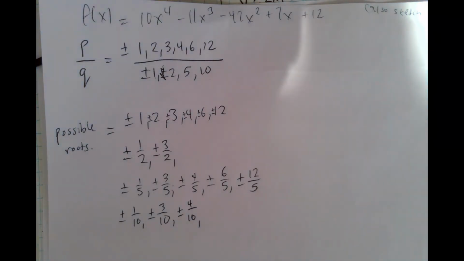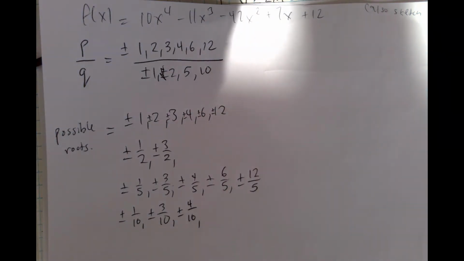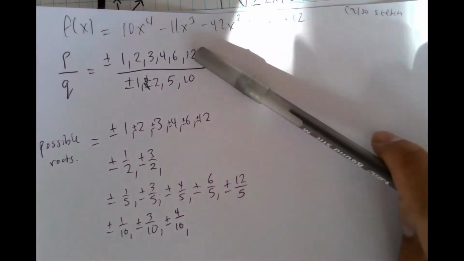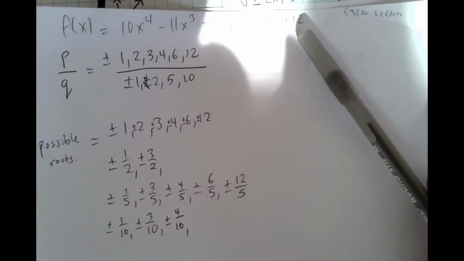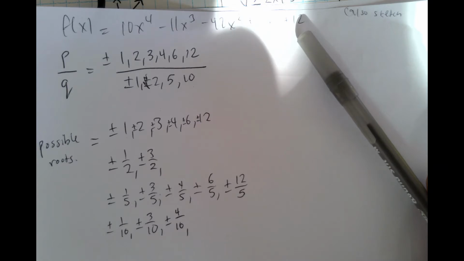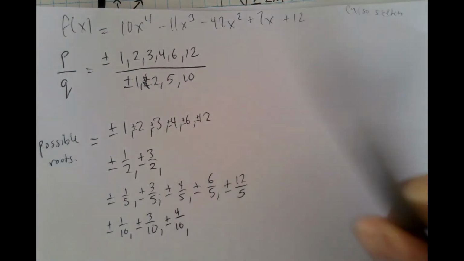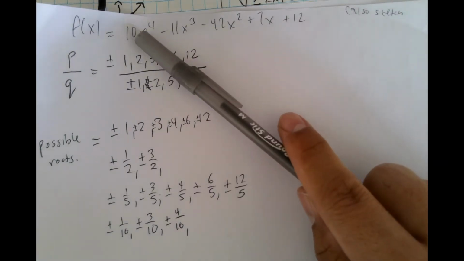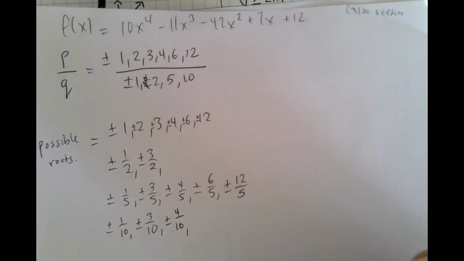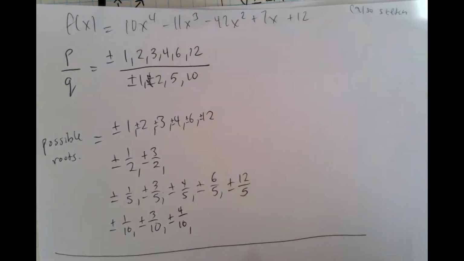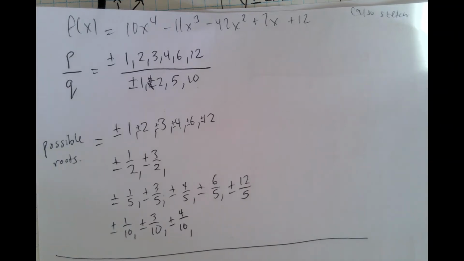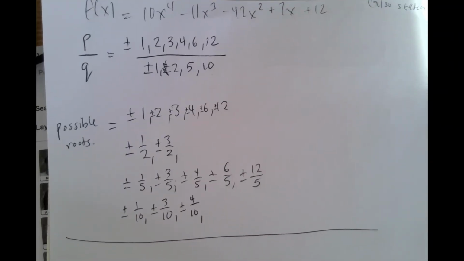Does anyone have any questions about what I just did? Again, all I did is divide all of the factors of my constant, which is 12, by all of the factors of my largest term's coefficient. So that is part A, and I'm done. All you really need to answer is what are all the possible roots.